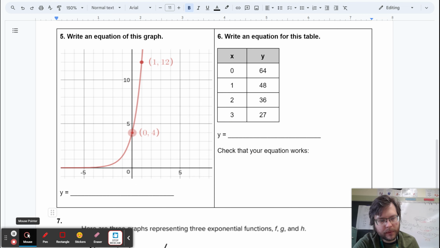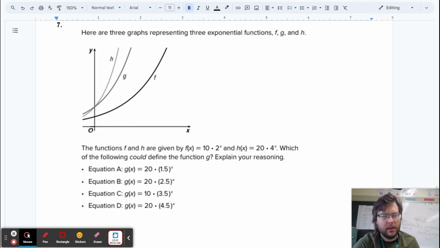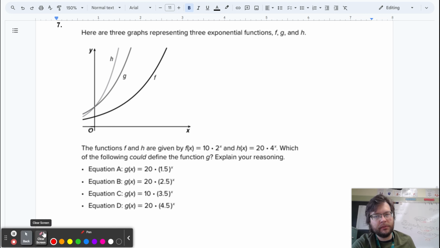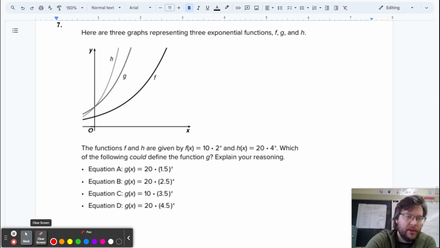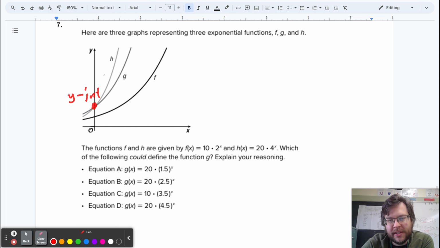Great. Let's look at number 7. There are 3 graphs. Before I even read what the question is, what I want you to notice is that h and g have the same y-intercept, but they all have different steepnesses. H is steeper than g, and g is steeper than f.